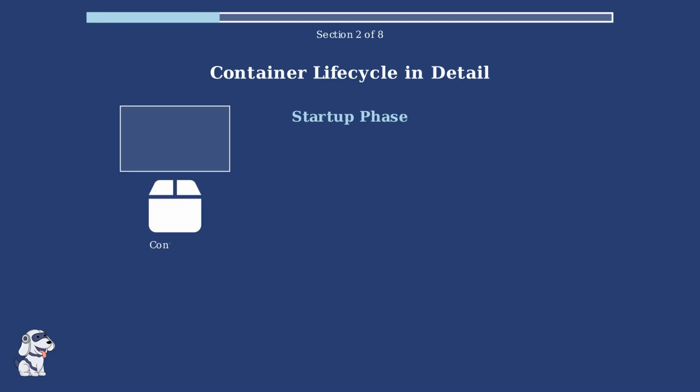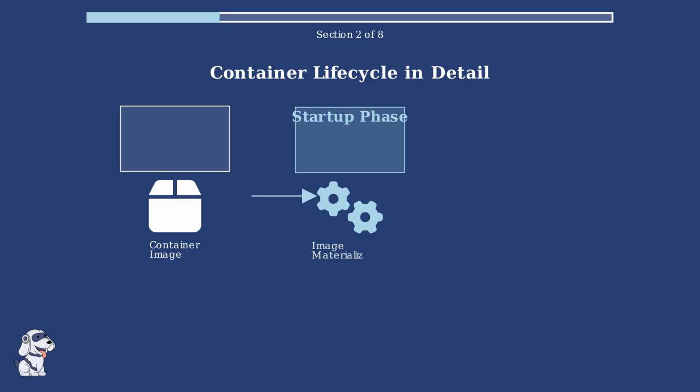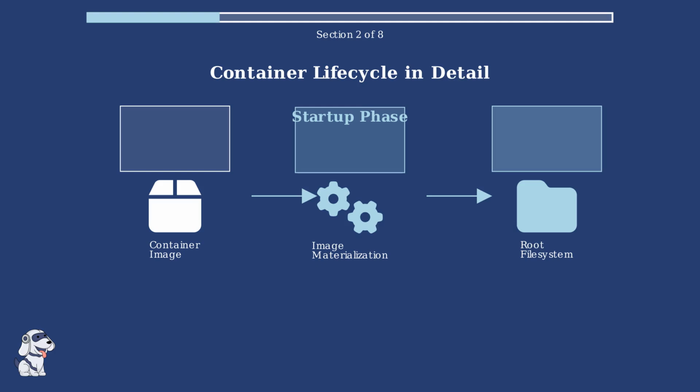During startup, CloudRun first materializes the container image. This process involves extracting and preparing all the files, libraries, and dependencies your application needs to run. Once the root file system is created, CloudRun executes the entry point program specified in your container configuration. This is where your application code begins running and becomes ready to handle requests.